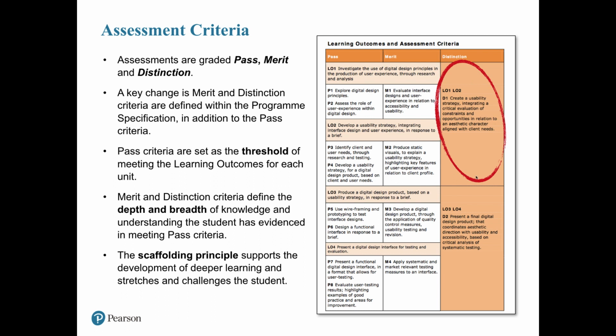However, in some cases, as in this, you will see that distinction criteria sometimes span across learning outcomes. And this is because when students are operating at distinction level, they are often bringing together bodies of knowledge and different skill sets. And we want to be able to assess that relationship between those and help the student to recognize that relationship between areas of learning.